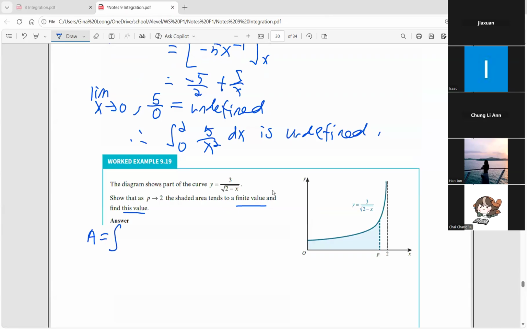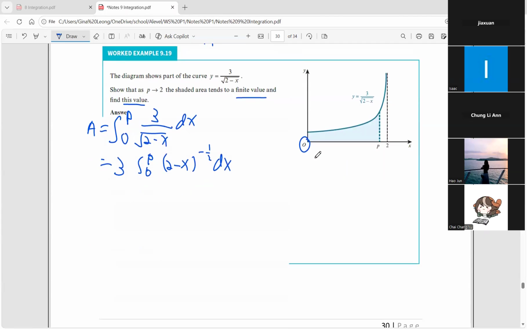Integration from 0 to P, 3 square root of 2 minus x dx. I cannot do this one as it is, so I take it out: 3 times (2 minus x) to the power of negative half dx. Now we can do it already. What we have is 3, and this one is negative 1 plus 1 is half.